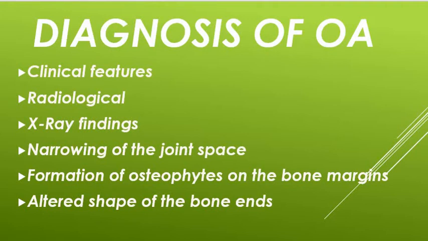But how is it diagnosed? Based on the clinical features that I've mentioned before, and also doing some x-rays will help to diagnose this condition. X-ray findings may show narrowing of the joint space, formation of osteophytes on the bone margins, and there will be altered shape of the bone ends.